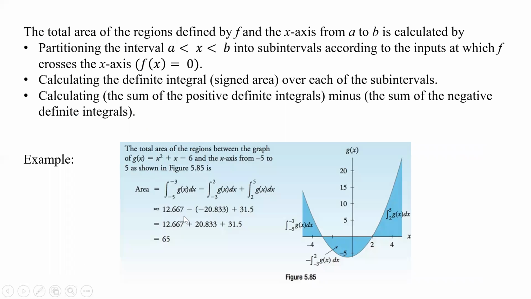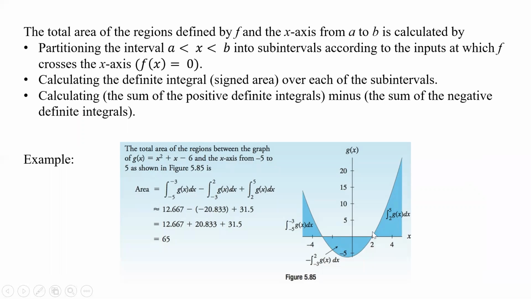Now, the total area of regions defined by f and the x-axis from a to b is calculated by partitioning the interval. So you see our function here, it's some quadratic, and if we're looking between it and the x-axis, well, here we have a positive value. But here, because we're below, that's going to be a negative value. And then back over here, we're at a positive value. So what we need to do is find these zeros so we can then say, okay, we're going to go from this point to this point, and then from this point to this point and add those two together.